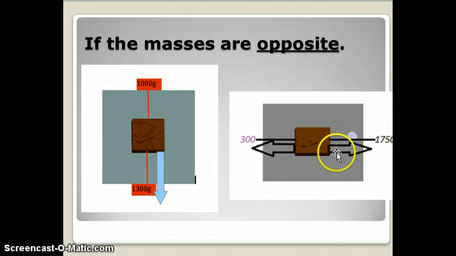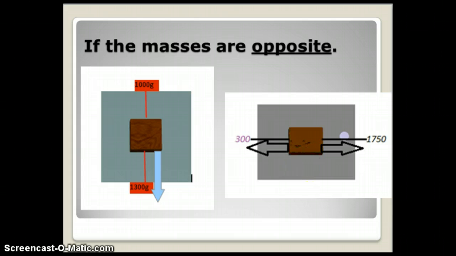Now in this example, the student drew two arrows, and it's very unclear what exactly those arrows represent. There is a force caused by the 300-gram mass going this way, and there is a force caused by the 1,750-gram mass going this way. However, the net force is not shown. And since the net force is not shown, I'm not sure exactly what happened in this trial. Like which way did the block go for you?